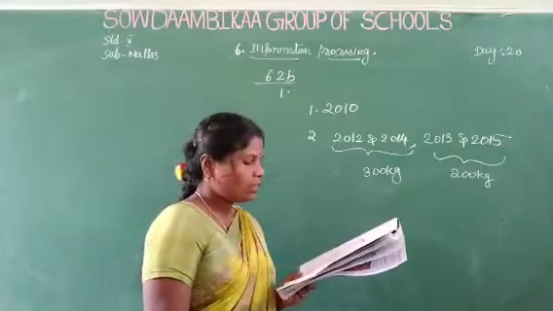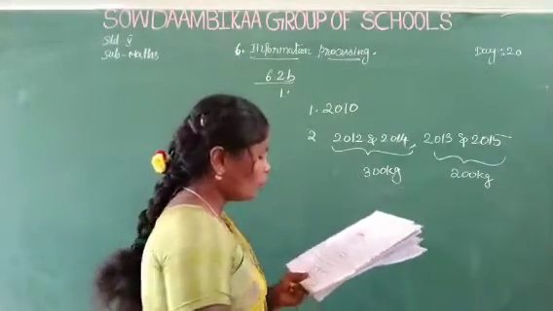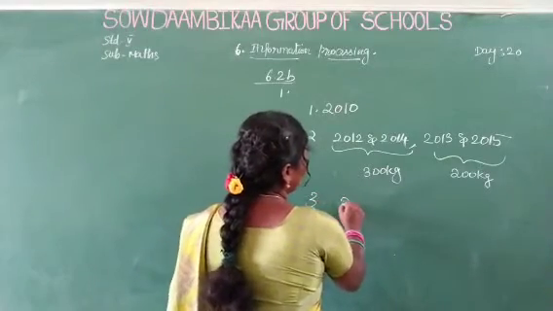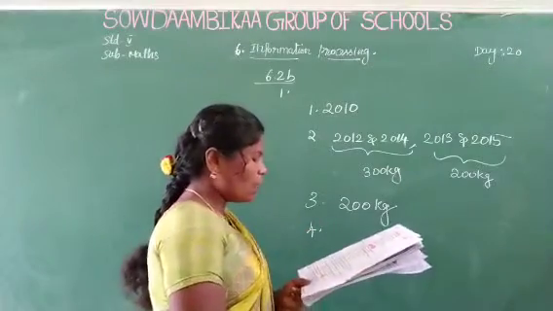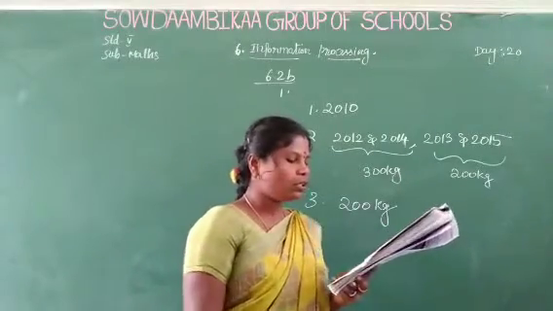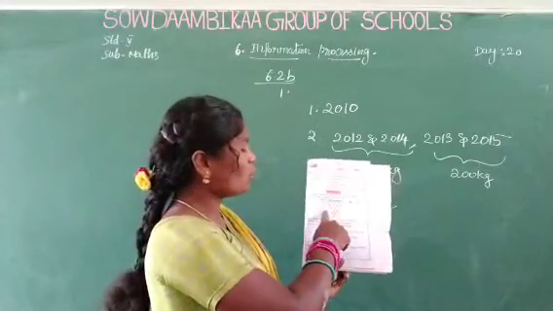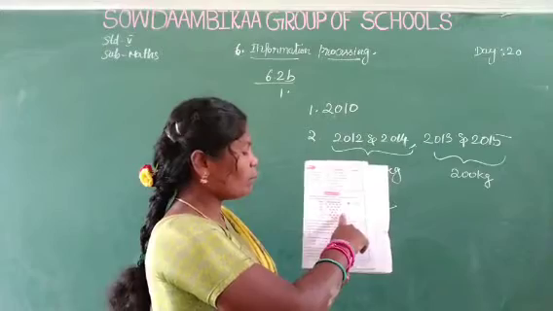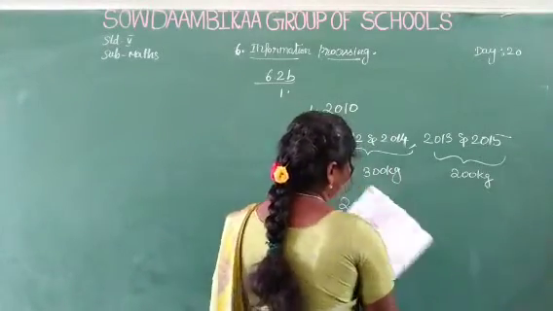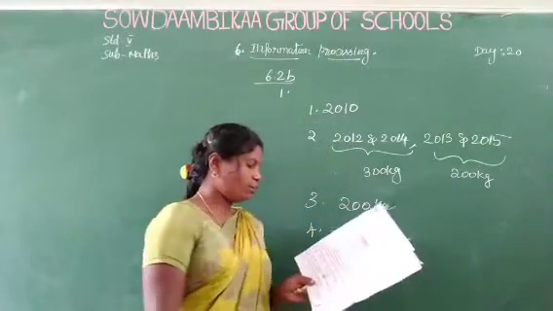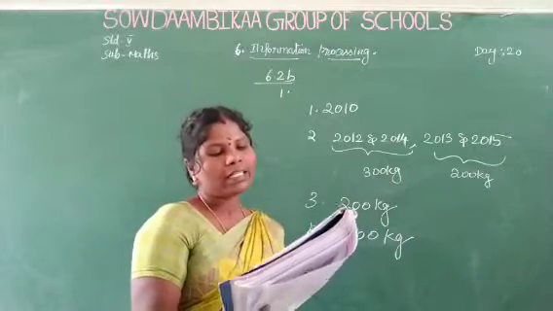Okay, next, the third one. Find the paddy production in 2015. 200 kilograms. Next, the fourth one. Find the total quantity of paddy production in 2013, 14, 15. See your book, 2013, 14, 15: 200, 300, 200, total 700 kg. Over the first question. Next is the second question.